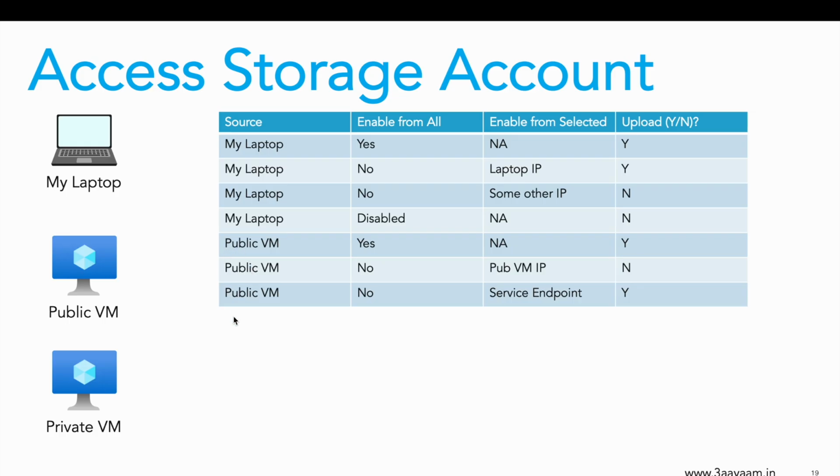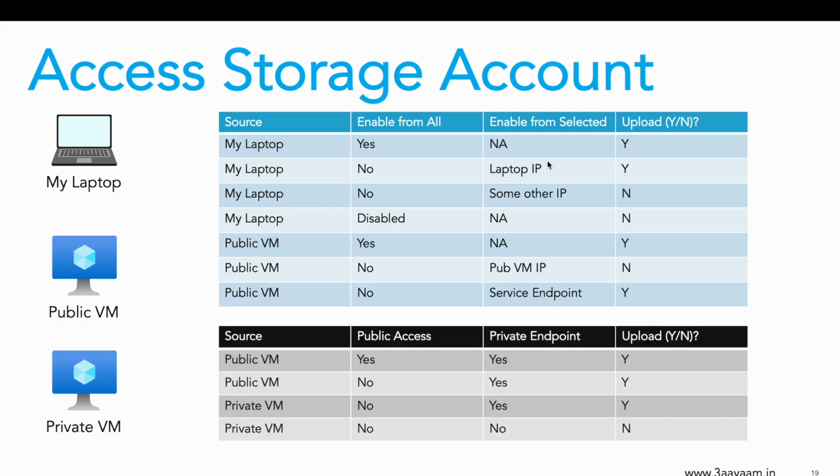So all the 3 testing are done. First, I enabled public access from all. So I was able to upload from the Azure VM in public subnet. Then I disabled public access and I just provided the IP address or public IP address of the VM. It did not work. Then I enabled service endpoint and it did work. So there's 2 more pending.